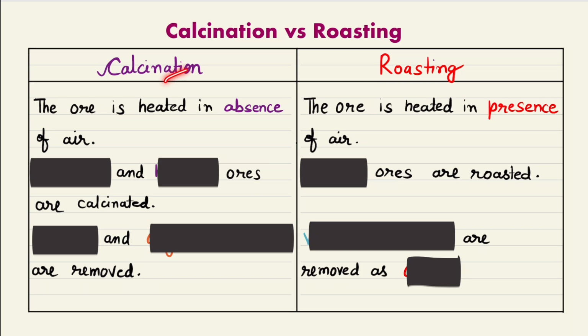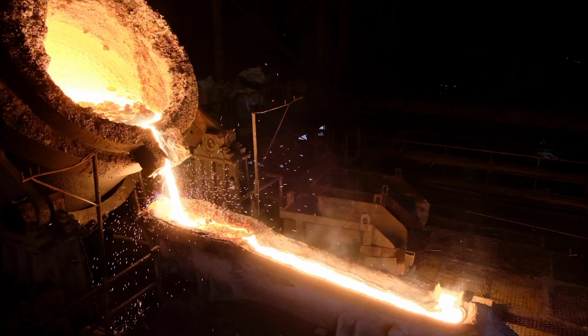So in case of calcination, the ore is heated in absence of air, while in case of roasting, the ore is heated in presence of air.